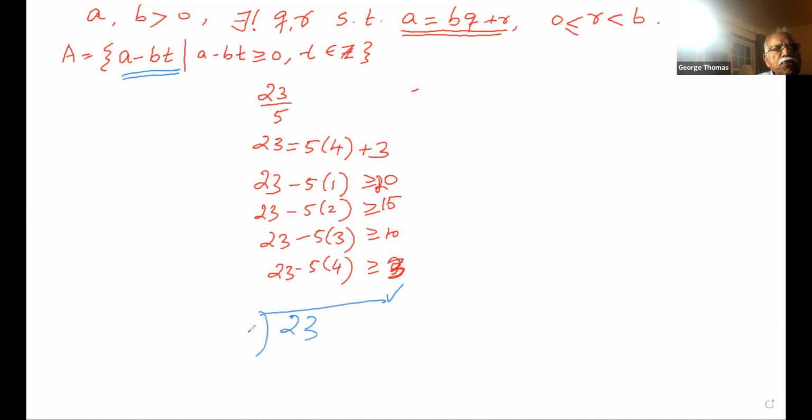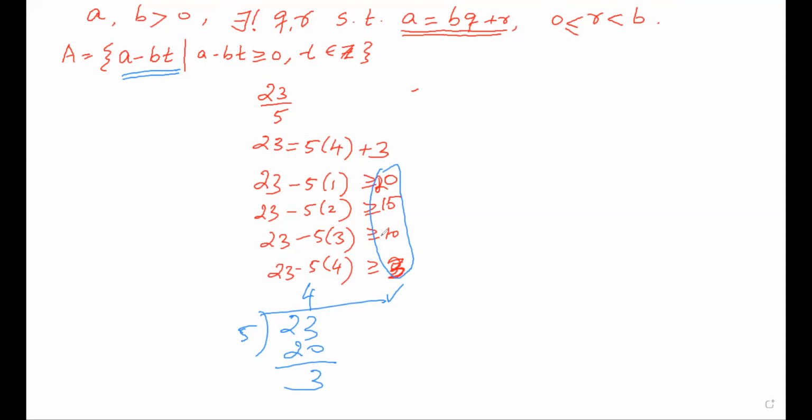23 divided by 5 is 5 times 4. In our mind, we ask, 5 times 1, no. 5 times 2, 5 times 3, 5 times 4, 5 times 5, no, 5 times 4. So we are running through these numbers in our mind. The smallest among these is the remainder.